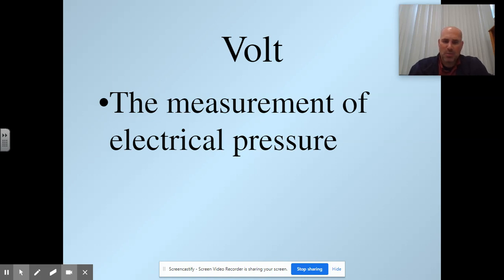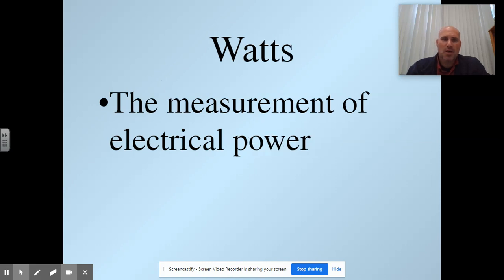110 is what everything is plugged into in your house. So the outlets that you plug your phones into, lamps into, those are all 110. There are a couple things that have to have 220 volts in your house. That would be your oven/stove, your dryer, your hot water heater, and if you have a heat pump. Those require more electricity, so those are 220 volts.